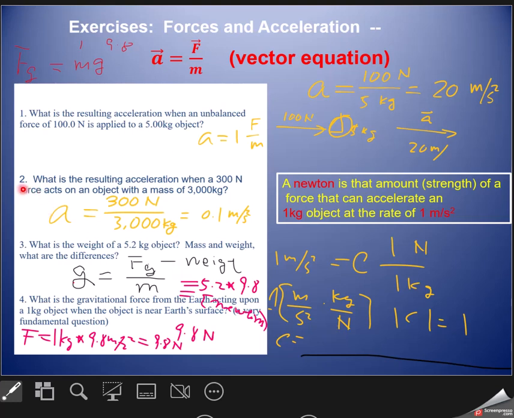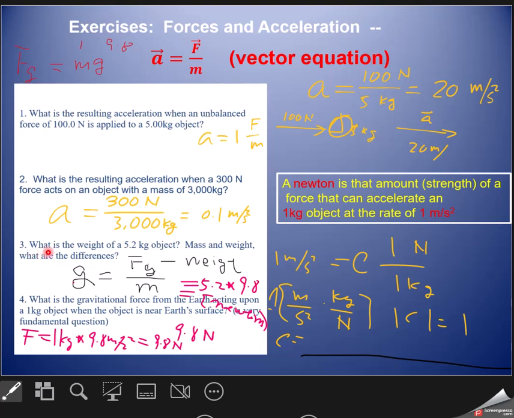So number 2, we have another question: the resulting acceleration when 300 Newtons of force acts on an object with a mass of 300 kilograms. And this is simply another example of the above problem. The 300 Newtons, and now we have a huge mass dividing, therefore the acceleration is very small, 0.1 meters per second squared. Now, the third question involves a new concept, mass and weight.